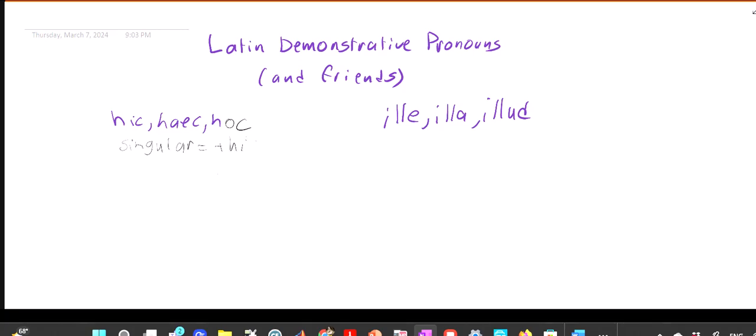means this, and in the plural means these. It's referring to the things closest to you, whereas ille, illa, illud in the singular means that, and in the plural means those, so they are the things that are farther away.